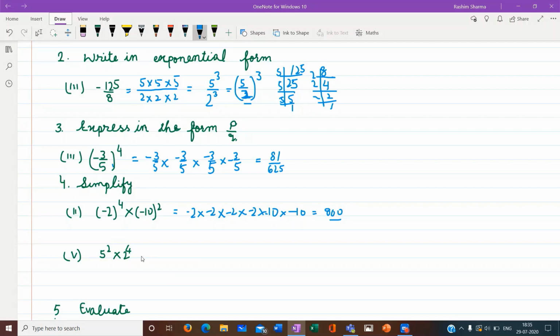Next is 5 raised to power 2 into 2 raised to power 4. 5 raised to power 2 means 5 into 5, and 2 raised to power 4 means 2 2's the 4, 2's the 8, 2's the 16. So we get here 400 as the answer.